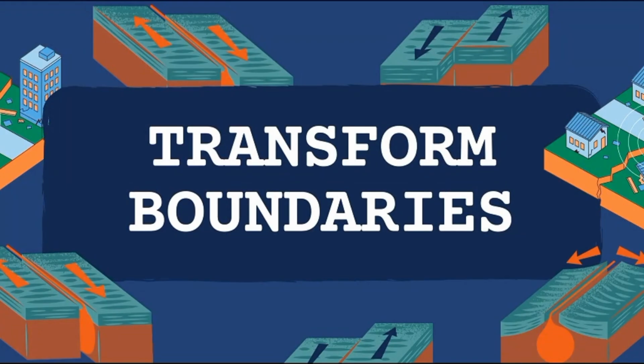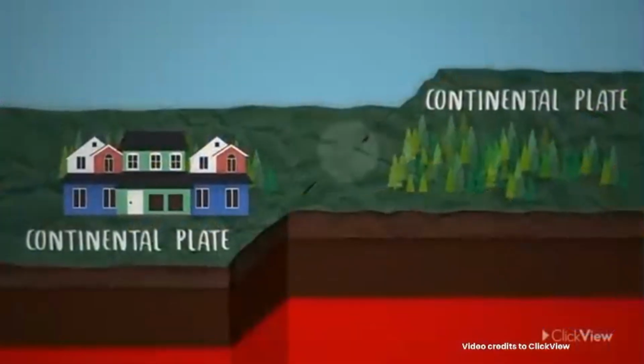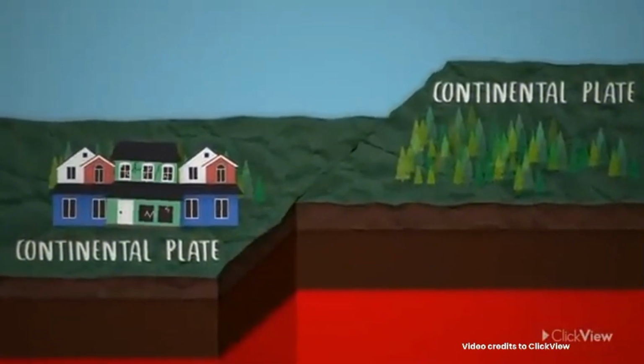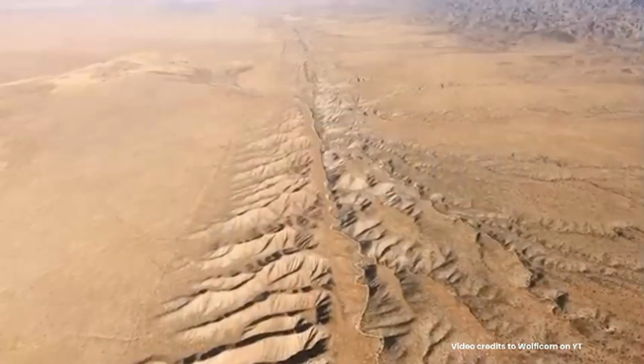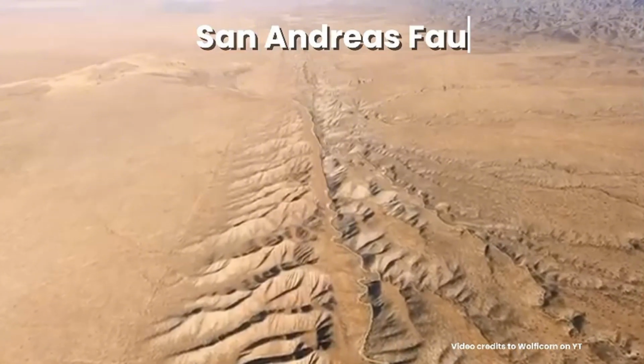3. Transform boundary. Plates slide past each other, creating fault lines and frequent earthquakes. An example of this is the San Andreas Fault.